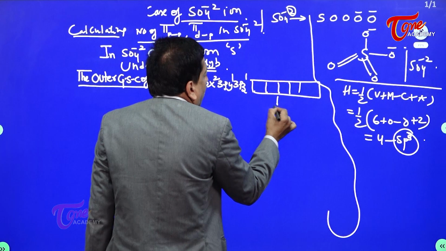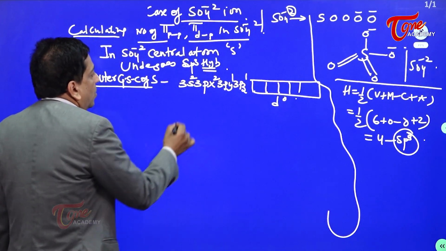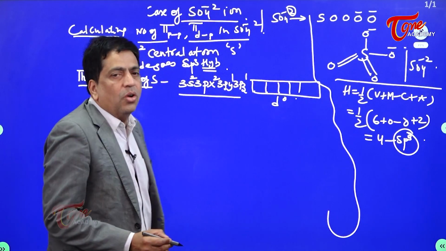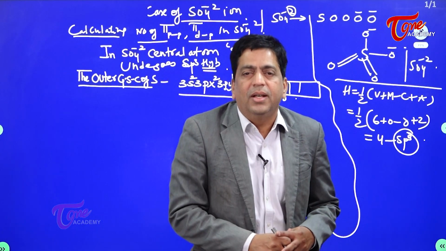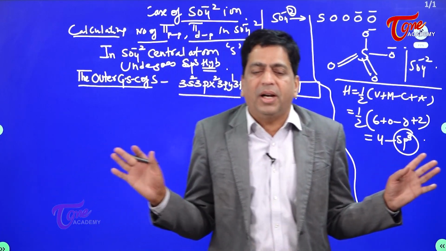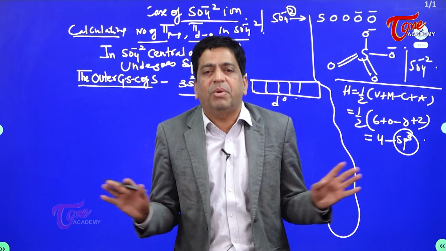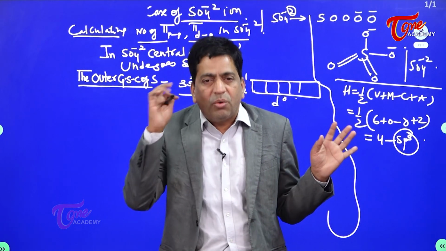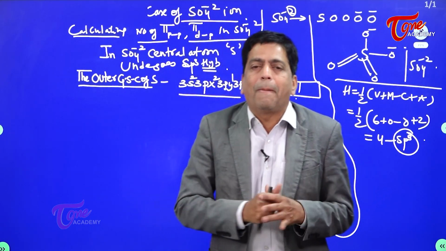D having compartments, that is D0. This is the outer configuration of sulfur in the ground state. I am not showing any intent to participate in bonding. I have no intent to participate in bonding. I am just sitting in the ground state.